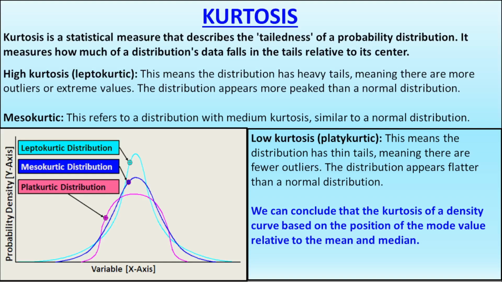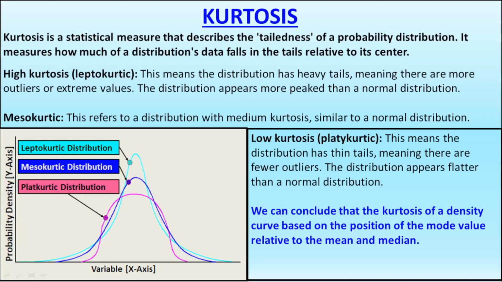1. Leptokurtic, or high kurtosis. 2. Mesokurtic, or medium kurtosis. And 3. Platykurtic, or low kurtosis. Leptokurtic. This distribution has heavy tails, meaning there are more outliers or extreme values. The distribution appears more peaked than a normal distribution.